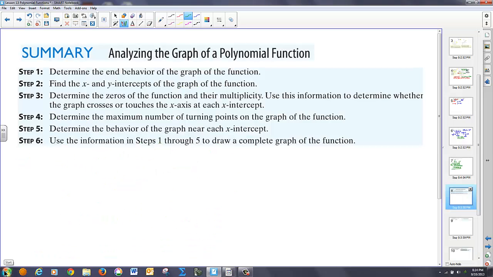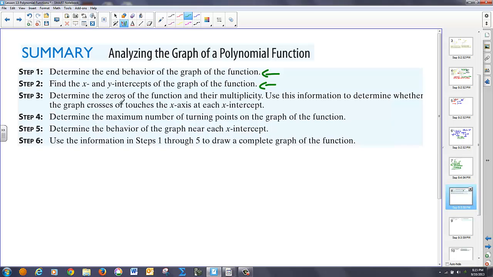So next we're going to talk about analyzing the graph of a polynomial function. In other words, taking a look at the function itself and trying to draw a picture of a graph from the equation based on what we know about the equation. We're going to do a few things. We're going to determine the end behavior, what happens at the ends. We're going to look at the intercepts, which should be the roots of the graph.